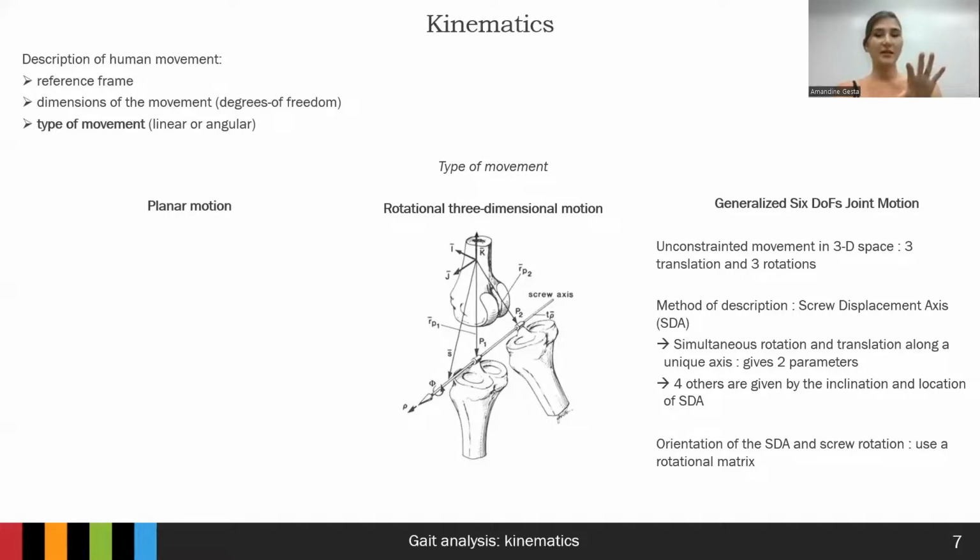But this SDA would just give you 2 parameters regarding the 6 parameters that you need to define completely the motion. So you need to define the 4 others, but this information is given by the inclination and the location of the SDA. So to compute the orientation of the SDA and the screw rotation, you would use, as previously, a rotational matrix.